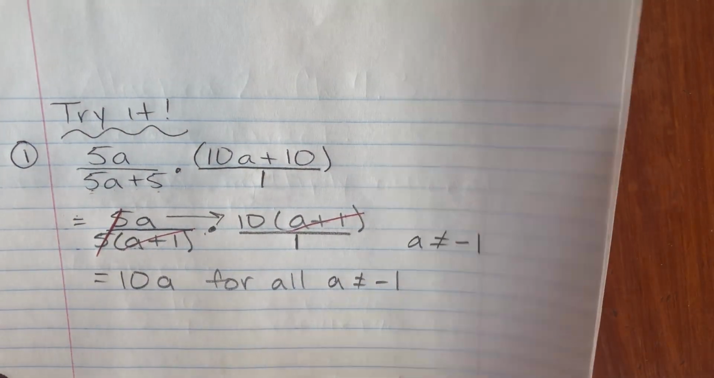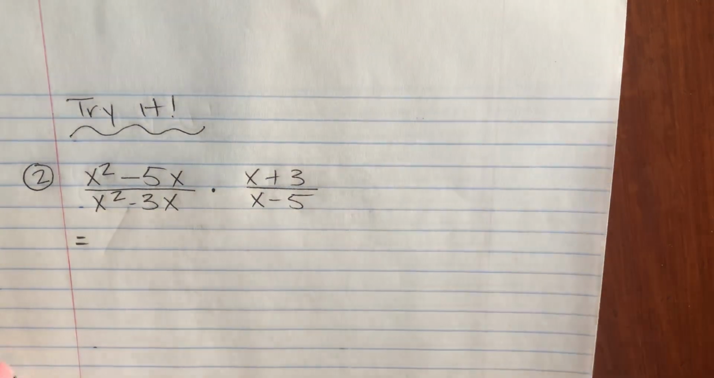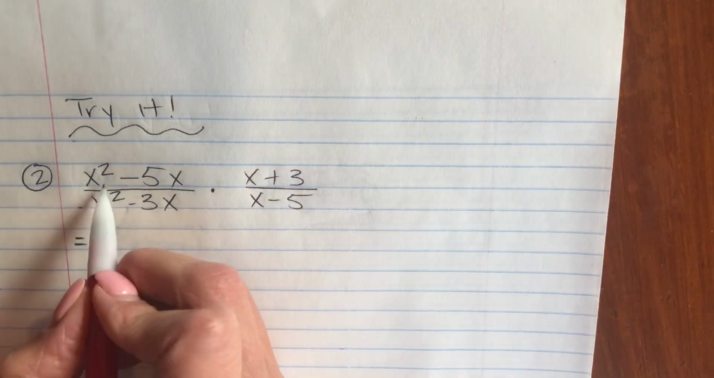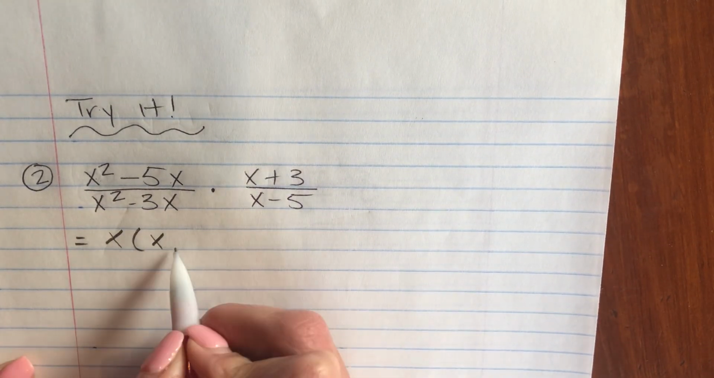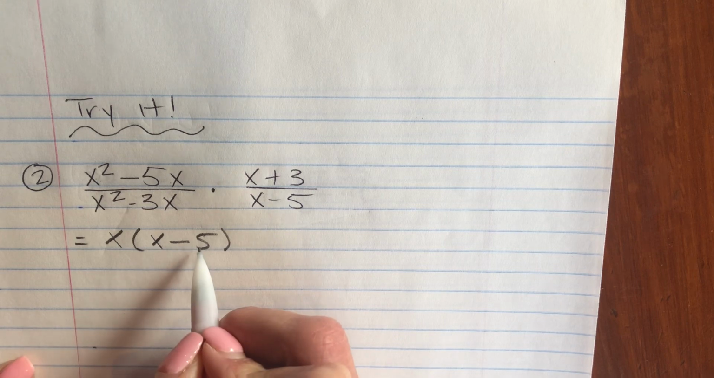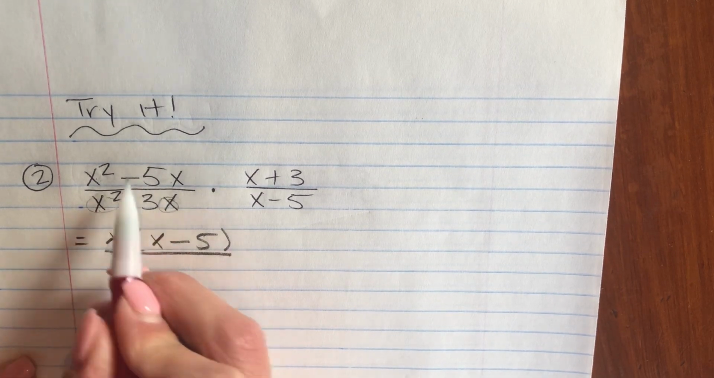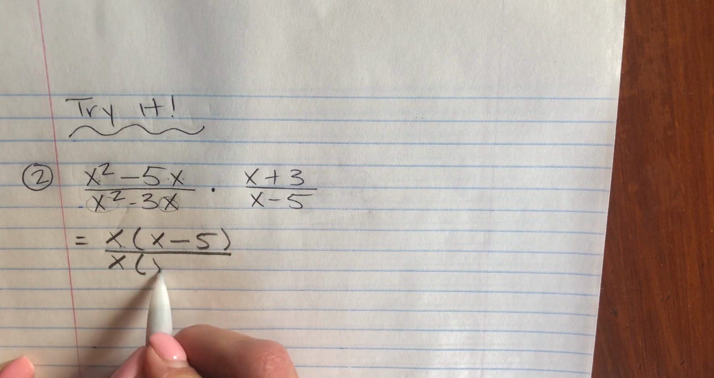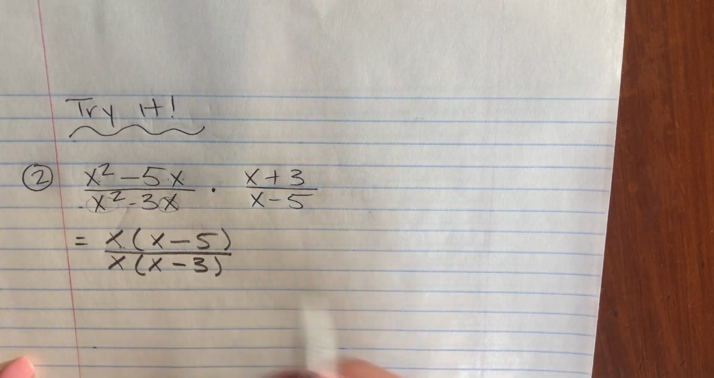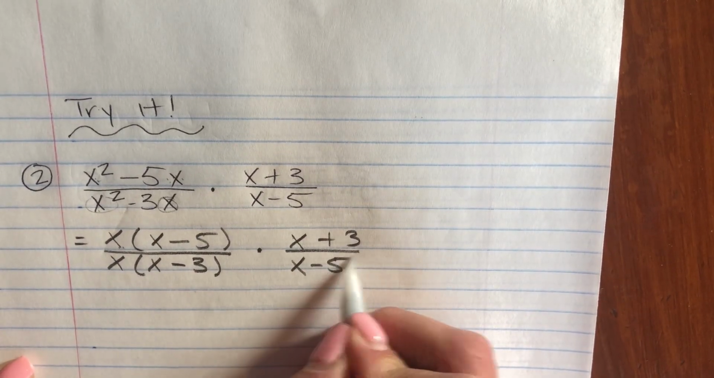All right, let's try another one. Go ahead and try that one. All right, so we're going to factor completely first. So I'm going to start up here. I can factor out an x. I'm left with x minus 5 there. Bottom, I can take out an x. They both have an x again, just like this top one both had an x. We took out an x. Left with x minus 3. These are good. Just copy them down. They can't be factored any further.